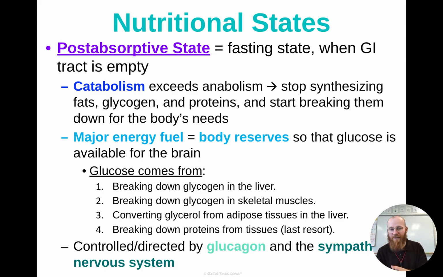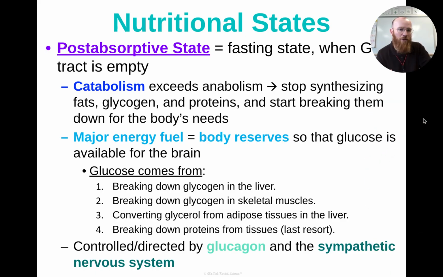Proteins do so many things in the body. We don't want to break those down and utilize them for energy if we don't have to, but we can if necessary. If survival is on the line, we will do so. Finally, this is all going to be controlled or directed by what we call glucagon, the sort of opposite of insulin, and the sympathetic nervous system can also play a part.